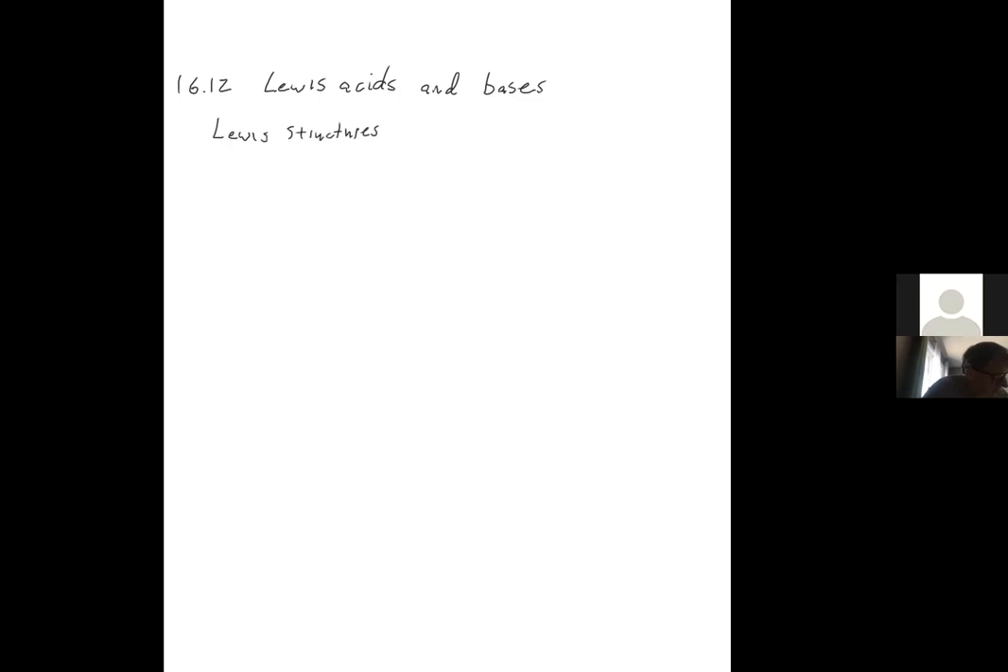And if you recall, in Lewis structures, we have this idea of the octet rule, right? 8 valence electrons. And that gives stability, right? So that's what we're looking at here, the octet rule, essentially. So here's an example.